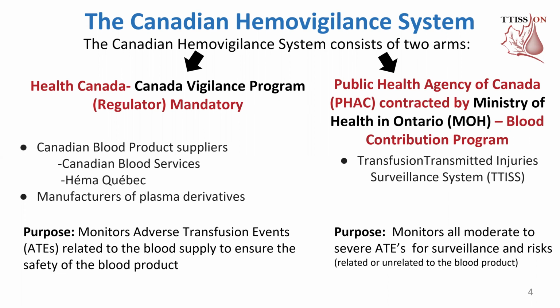The other arm is run by the Public Health Agency of Canada, contracted by the Ministry of Health through the Blood Contribution Program. And it's the Transfusion Transmitted Injuries Surveillance System. Its purpose is to monitor all moderate and severe adverse transfusion events for the purpose of surveillance and risk assessment, whether or not they're related to the blood product.